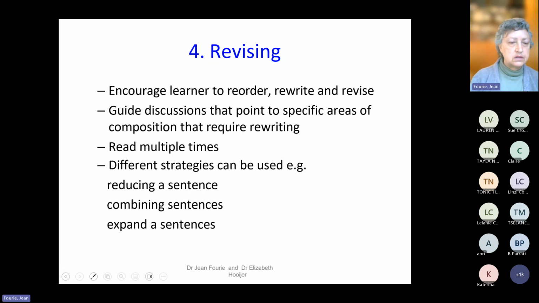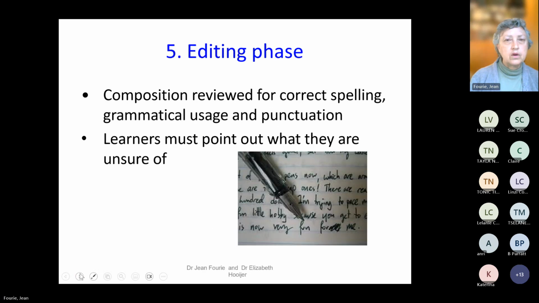Okay, so let's see what our revision looks like. Just get this thing to move. Go. Oh, we're doing some editing. Editing and revising. In this particular case, we did them together.